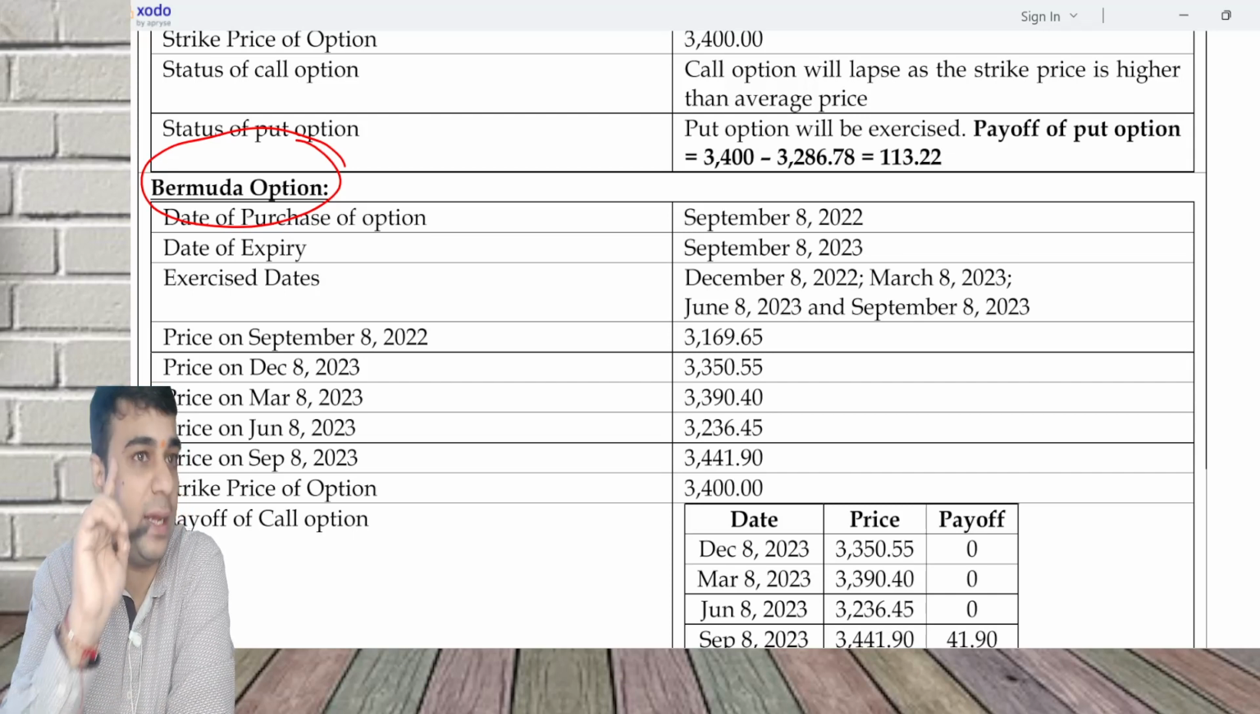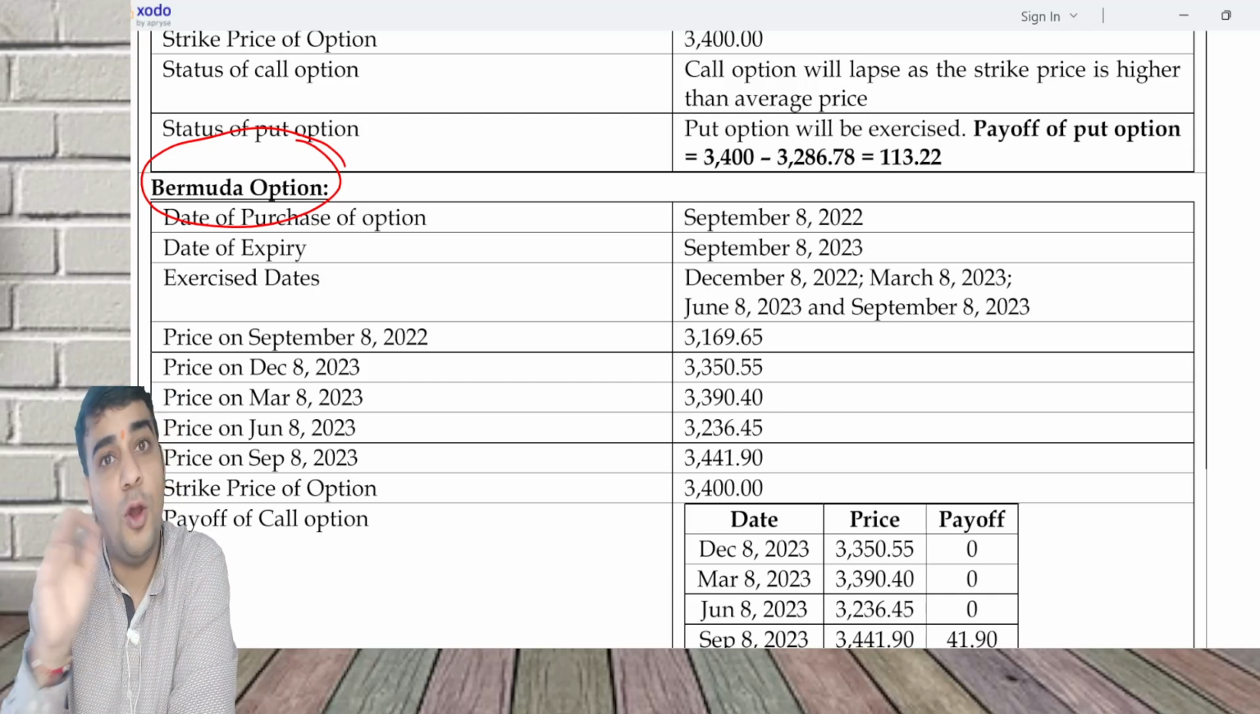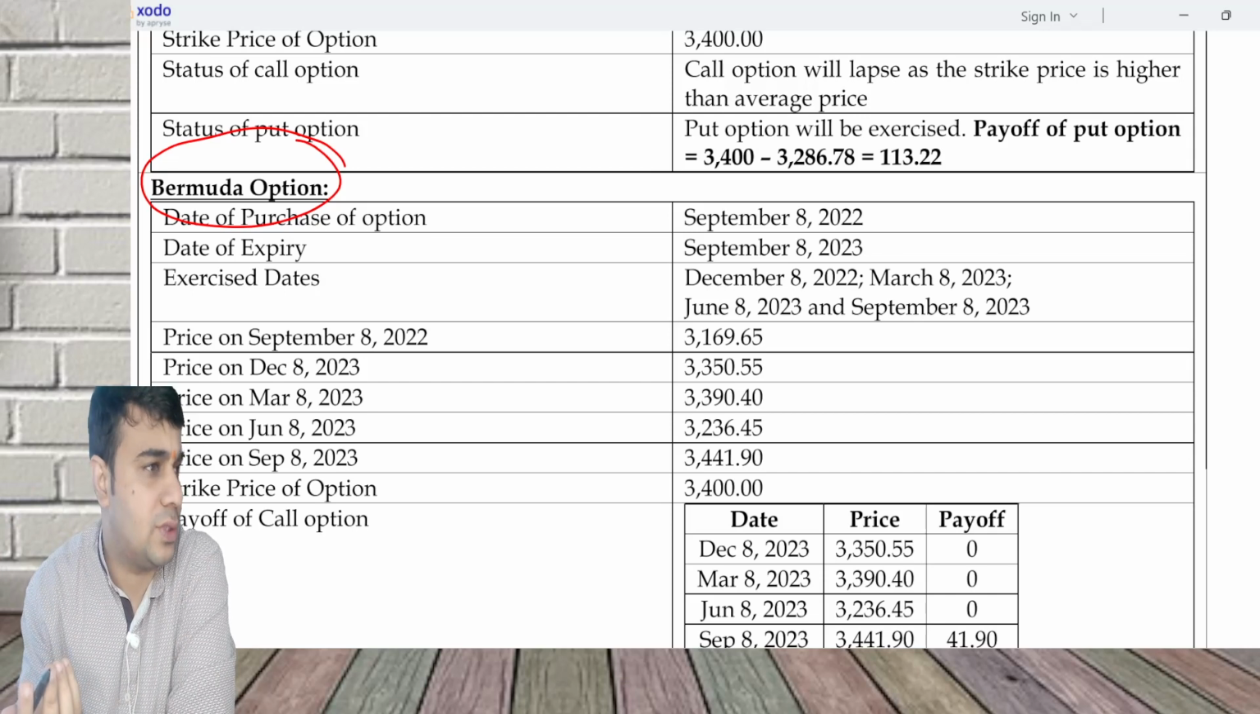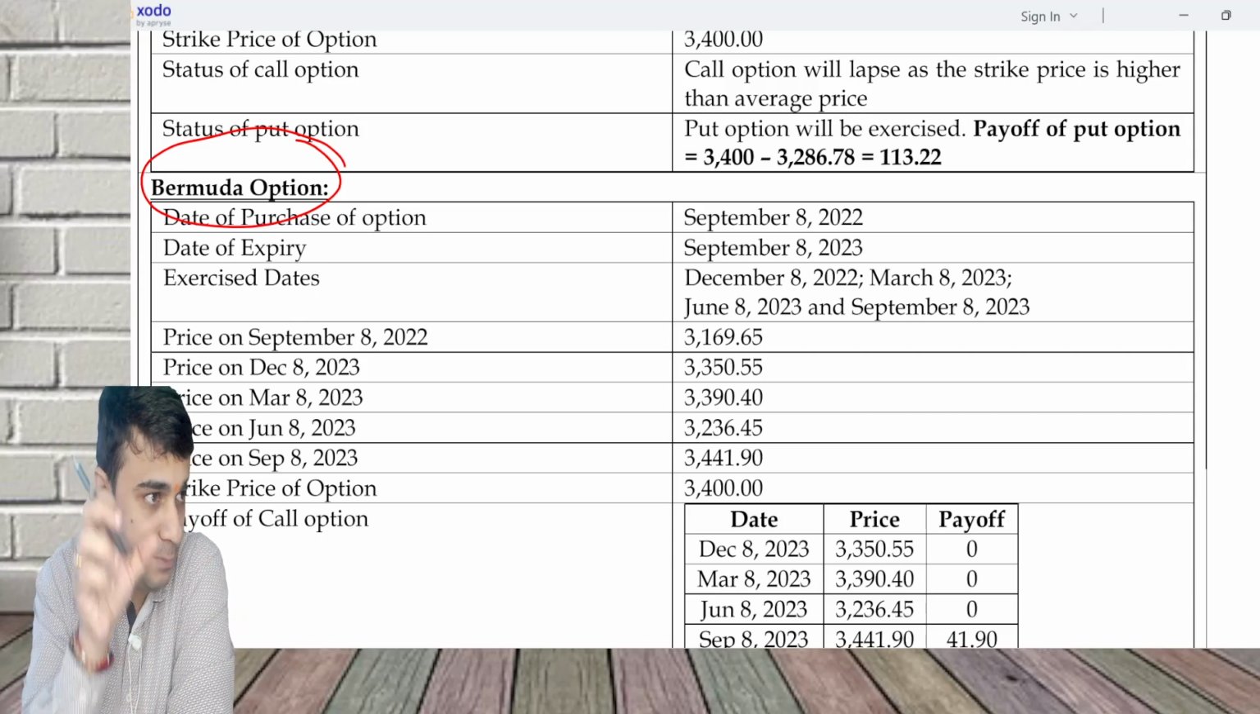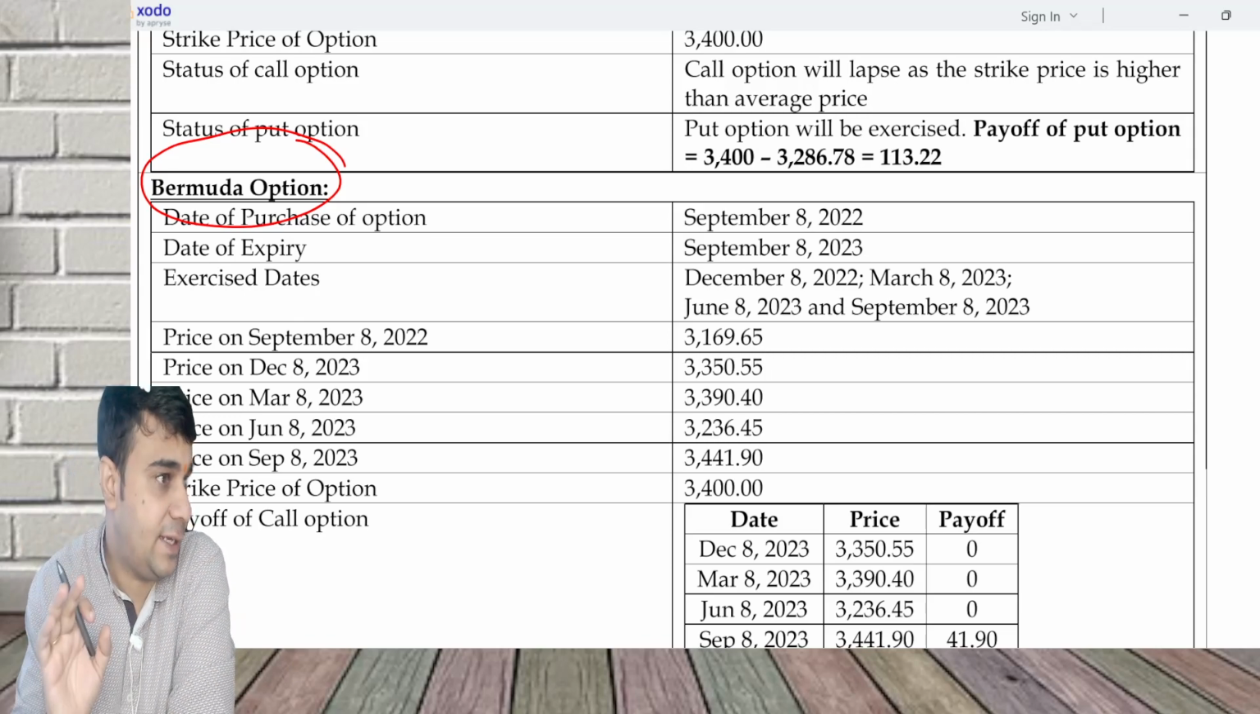American option, only one time exercise. If you have exercised, the contract is over. European option also one time, but on the last day. Bermuda option depends on the terms. It's in between the American option and the European option, where some specific dates are there.